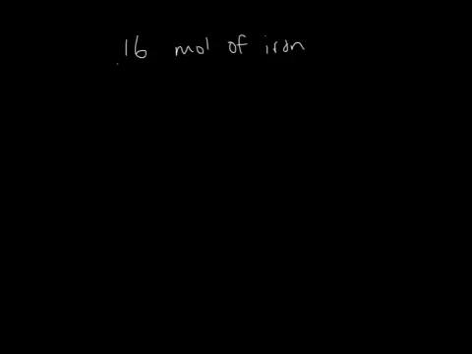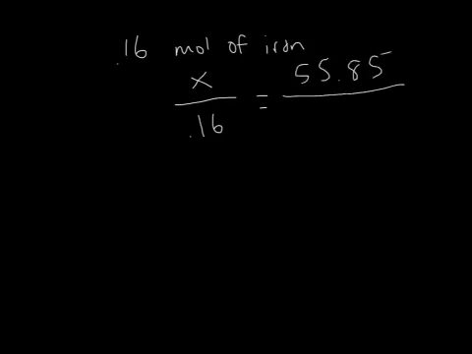After we have reached this conclusion, we can convert it back to grams by putting 0.16 moles on the bottom as the denominator and the grams of the substance, which we don't know, as x on top, and setting it equal to the molar mass of iron in grams per mole, which is 55.85 over 1.